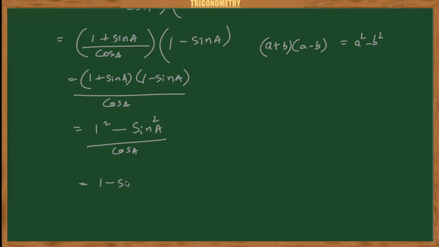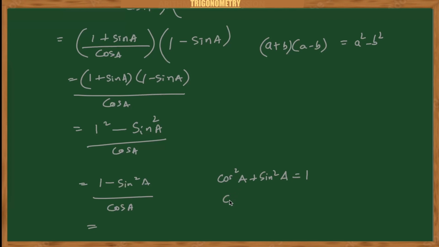1 minus sin square A divided by cos A. Okay, so now further can we simplify? No. Can we utilize that formula? Let's see your standard formula we have. Cos square A plus sin square A is equal to 1. So can we utilize this formula, which we can see in one of the three formulas which we have? So this formula can be utilized here.